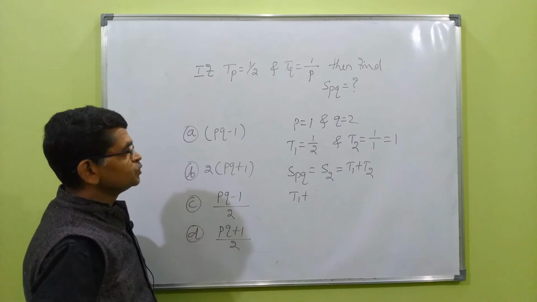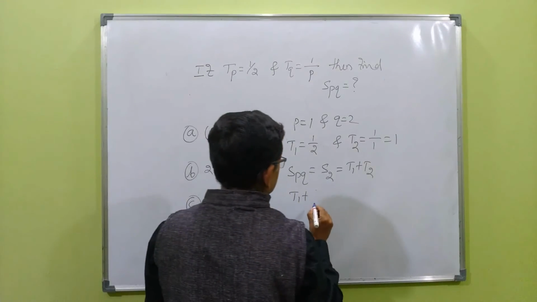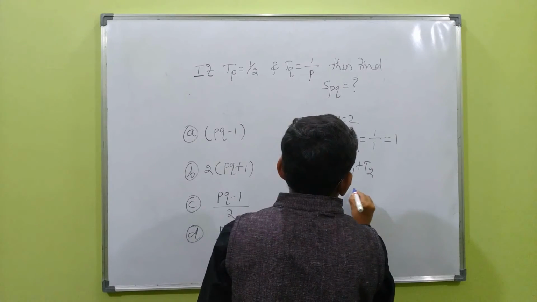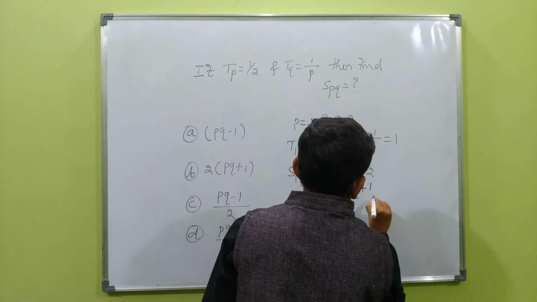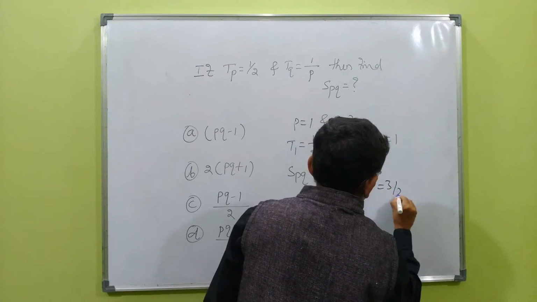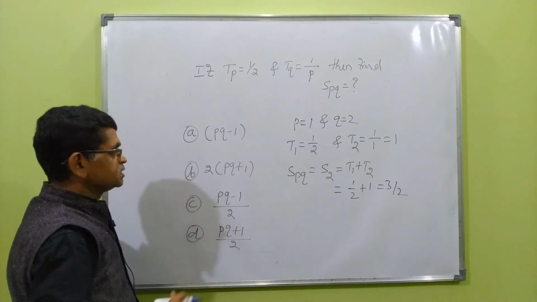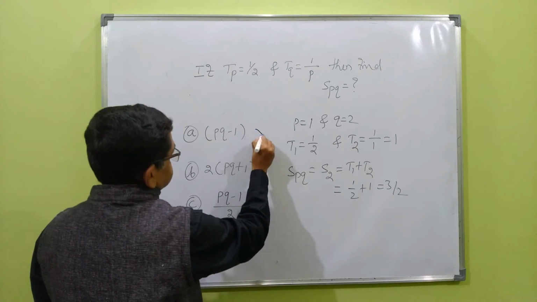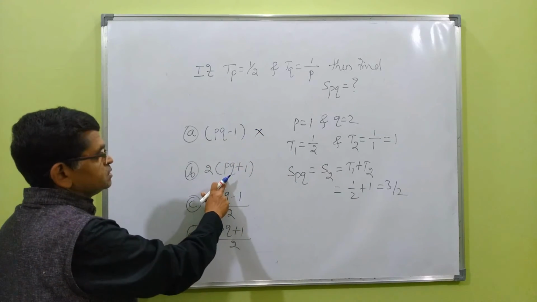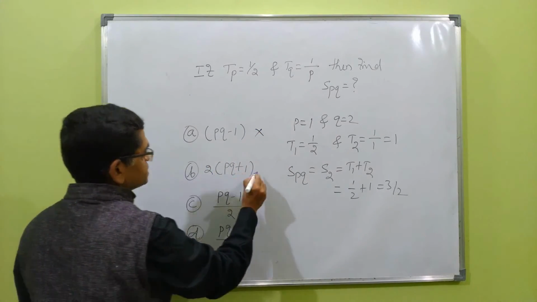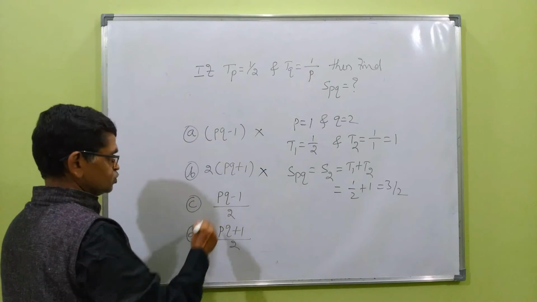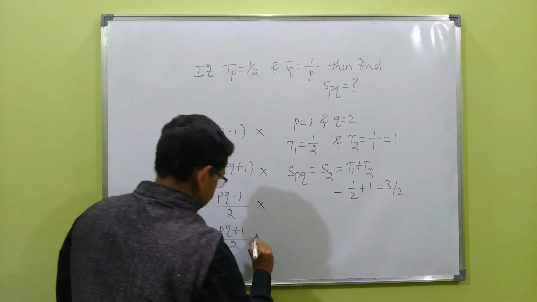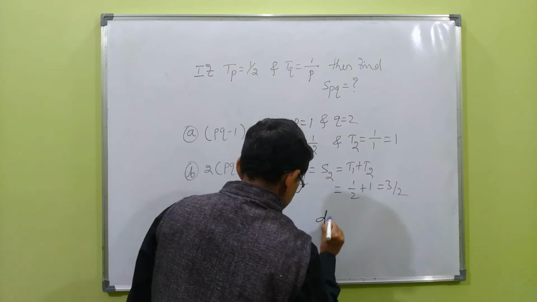T1 plus T2 means this is 1 by 2 plus 1, 3 by 2. Search among the correct value. This is not the answer. This is 2 plus 1 into 6. This is not the correct answer. 2 minus 1, this is again half. So this is 2 plus 1 by 2. So D is the correct answer.